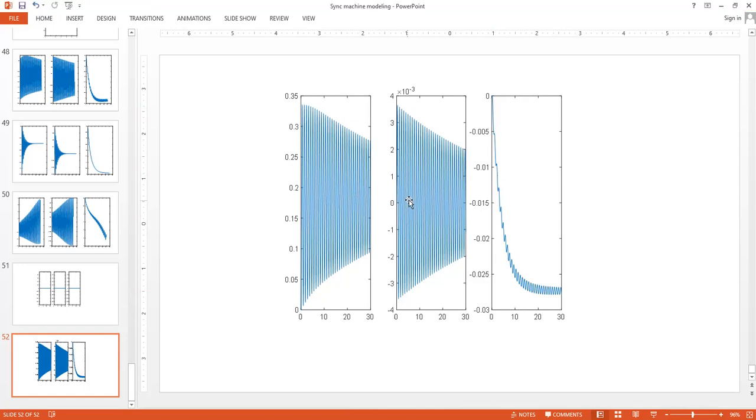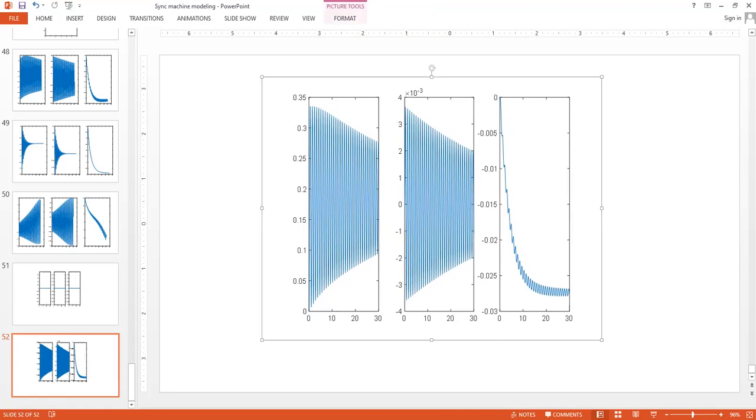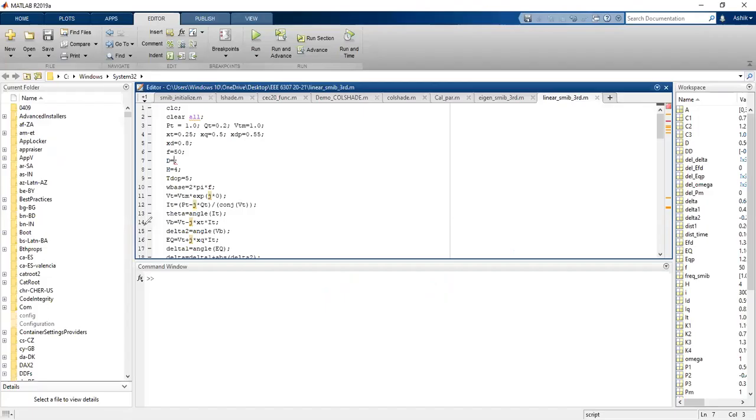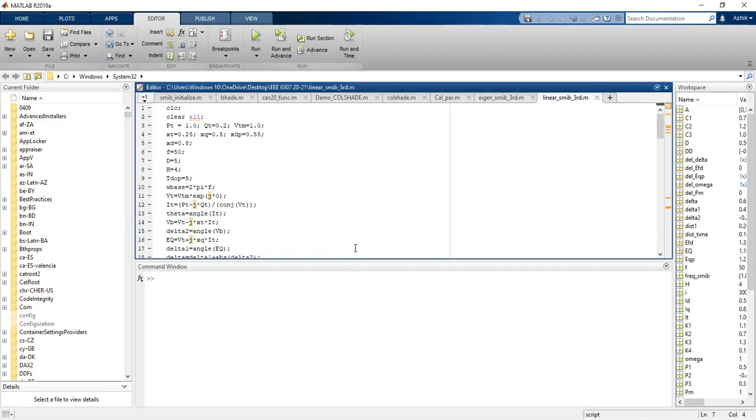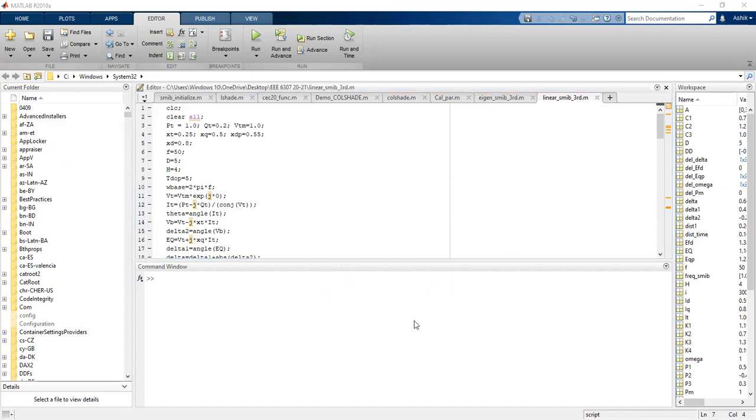To enhance the damping ratio value, we can go to MATLAB. We can change the D value in line number 7 and increase it to 5, just to make a fair comparison between the nonlinear response and the linear response. So let's simulate that again. Okay, it's done. Let's take the result, copy it, and paste it somewhere in the PPT file.